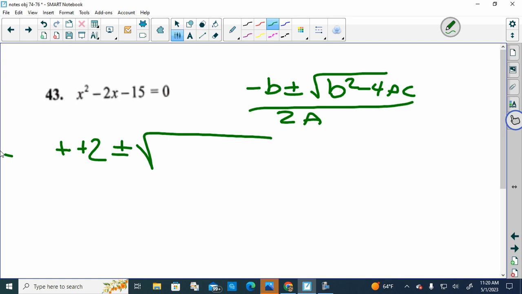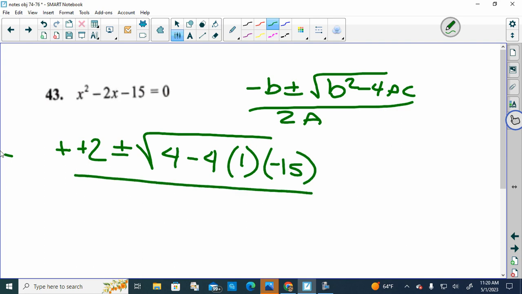Okay, the next thing is to square my B. And you just said B was negative 2. So if I go with negative 2 times a negative 2, that's going to be a positive 4. Okay, I squared my B. Then I have a negative 4 times A, and what's my C? Negative 15. And then all of that's over 2 times, okay, so 2 times 1.